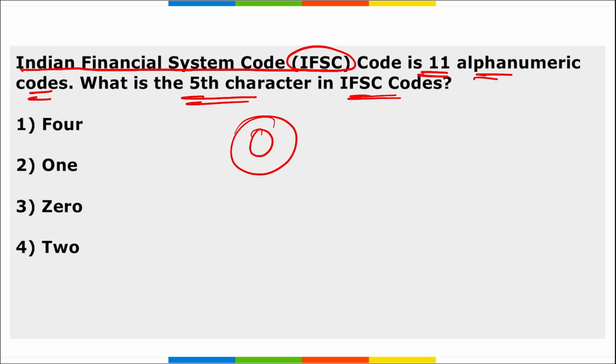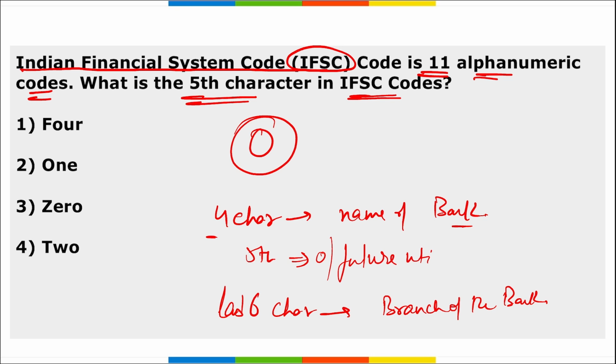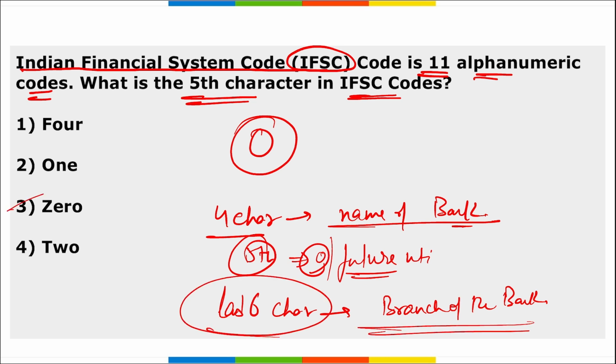This 11 alphanumeric code of IFSC is structured in a pattern where the first four characters represent the name of the bank. Then the fifth character is 0, reserved for future utilization, and the last six characters represent the branch of the bank. So first four are the name of the bank, the fifth character is 0, reserved for future utilization, and the last six are for the branch of the bank. So the correct option is option 3.